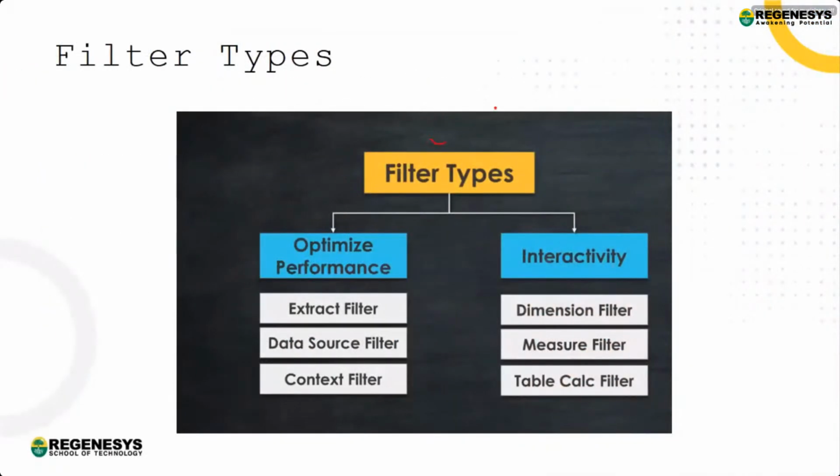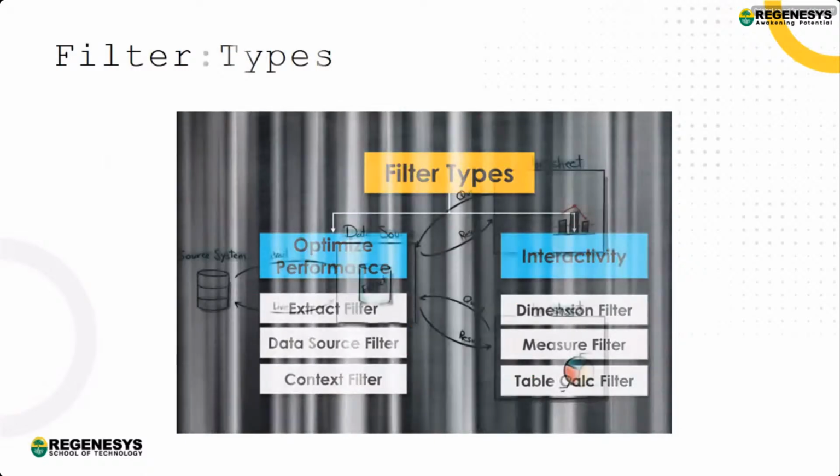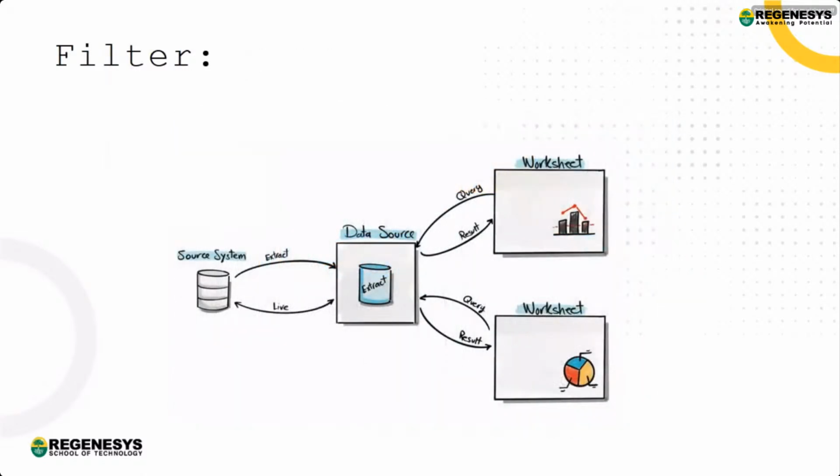So filter types: to optimize the performance and to get the interactivity. Extract filters, data source filters, context filters, these three we have for optimized performance, and dimension, measure and table calc filters, this is for interactivity. Now we have already seen that these too will be performed on another platform. So we will be performing all these four, that is context, dimension, measure, and table calc. We have seen what actually the filter is.